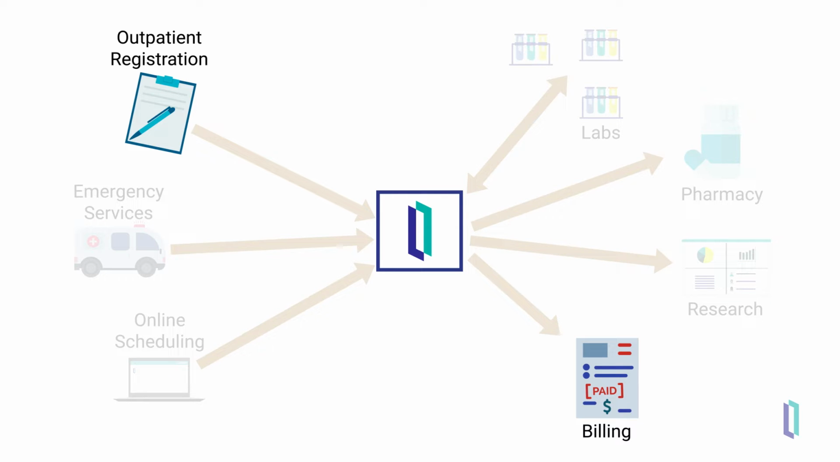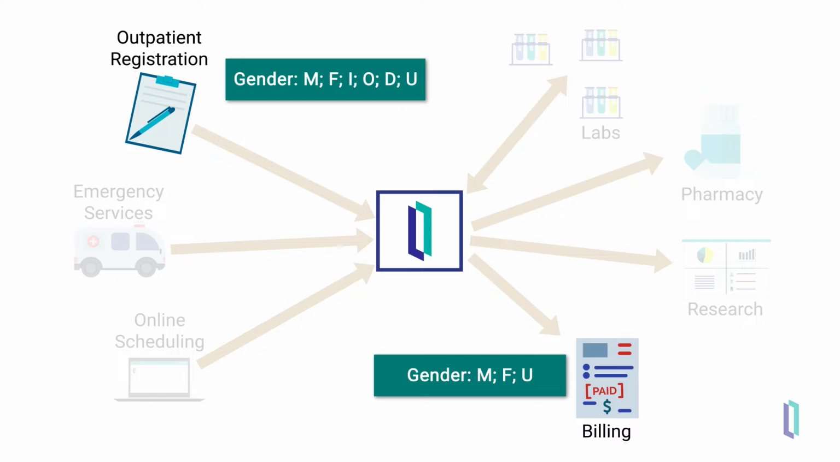In addition, data may be generated from multiple sources, each using unique data coding practices. The role of an interoperability engine like the one offered in InterSystems IRIS for Health is to provide the necessary data transformations and routing to all parts of a healthcare information system.